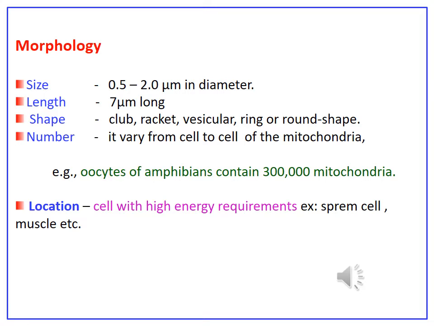Next, what about the numbers? The number of mitochondria varies from cell to cell. For example, amphibian cells contain approximately 3 lakh mitochondria. Next, mitochondria are located in cells with high energy requirements, for example sperm cells and muscle.